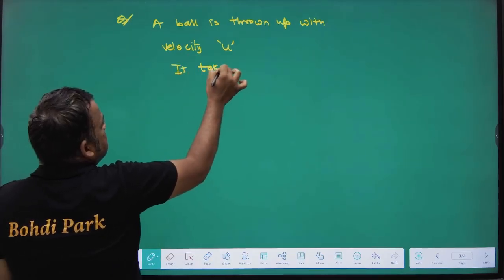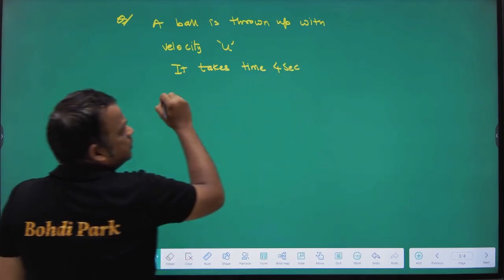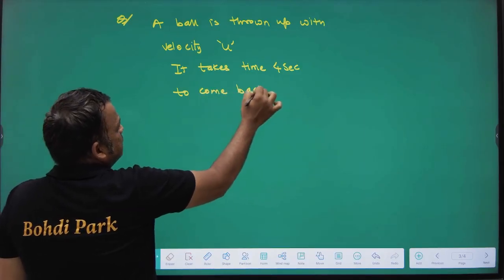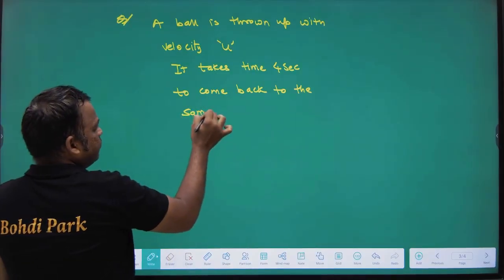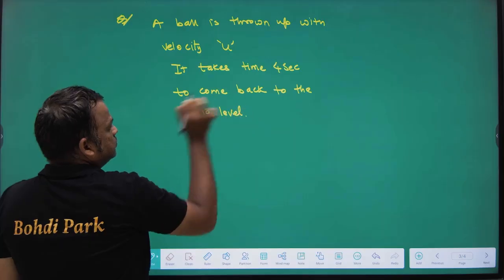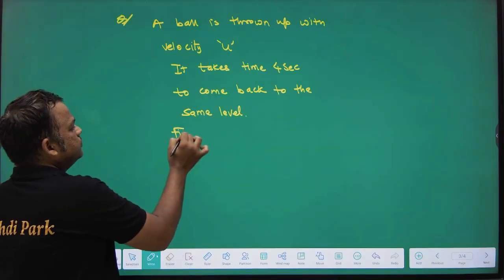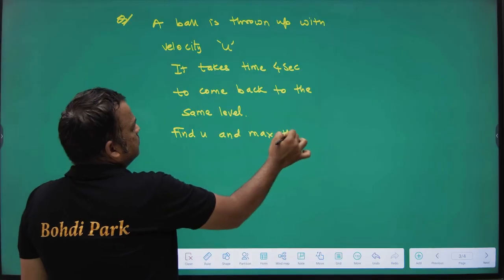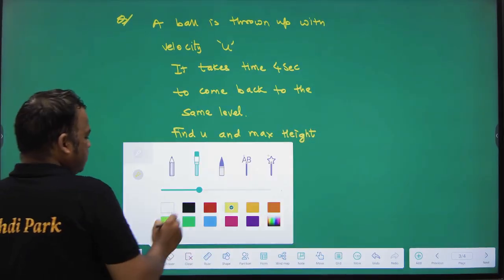It takes time, 4 seconds, to come back to the same level. Find u and maximum height. So we will use the formula directly.